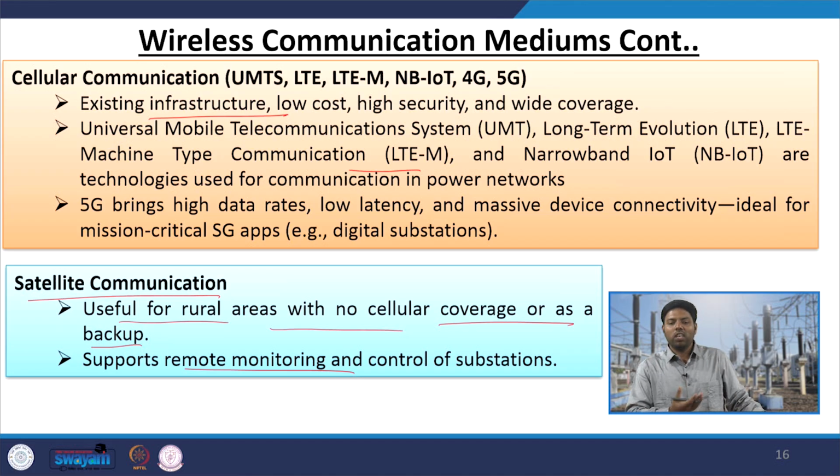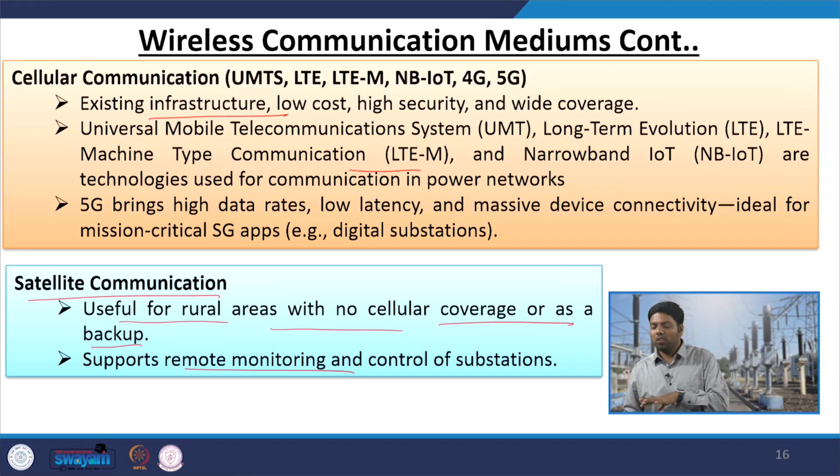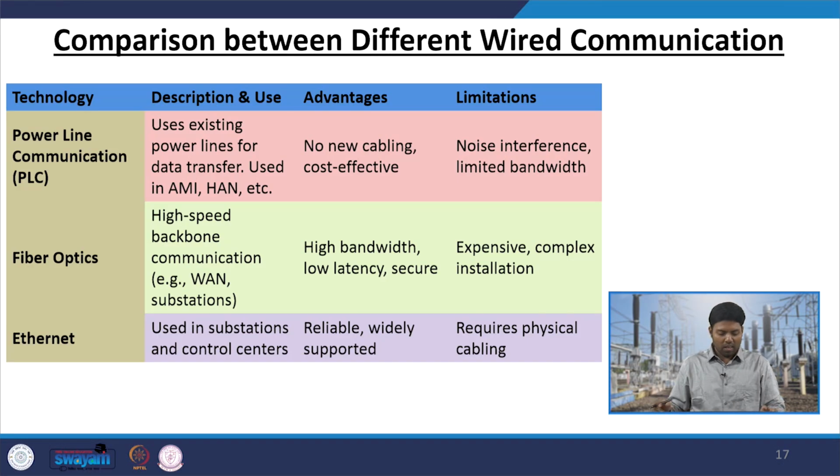Normally those huge data sets of PMUs cannot be sent even with a very good wired or wireless communication. So in that case, satellite communication is generally used to send that huge data from the PMU end to the control center end. So this is the advantage and limitation of different communication technologies.